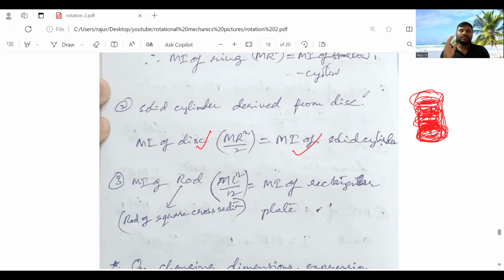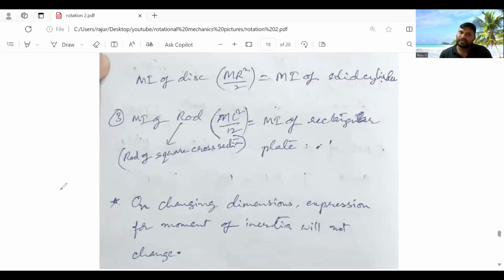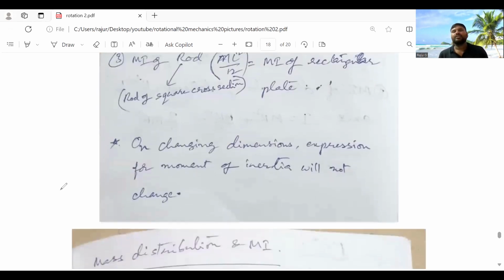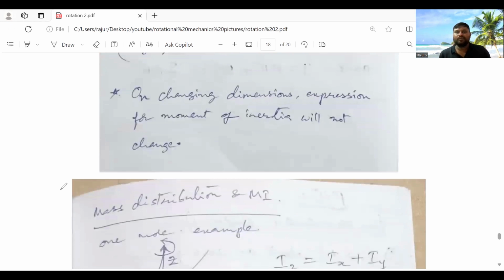Therefore, the expression for the moment of inertia of the body is not changing. It is the same as before. The moment of inertia of the disc is mr square by 2, and the moment of inertia of the solid cylinder is also mr square by 2. The moment of inertia of a rod with a square cross section is ml square by 12, and the moment of inertia of the rectangular plate is also ml square by 12. On changing the dimensions, the expression for the moment of inertia will not change. Let us take one more example.